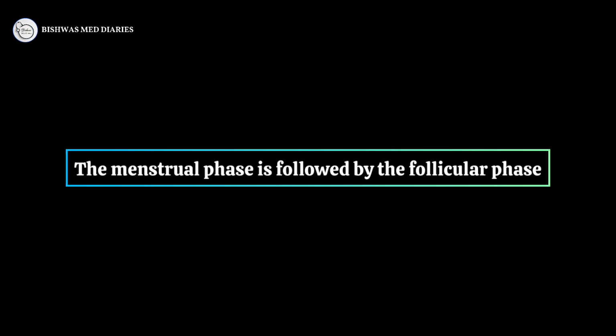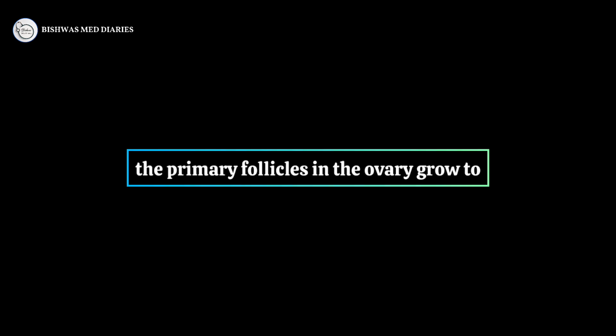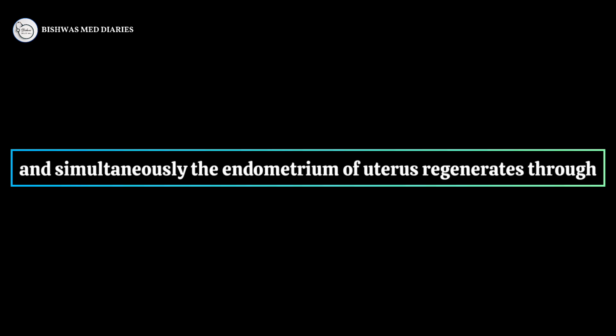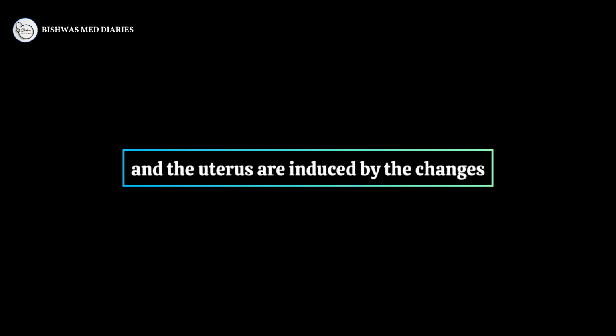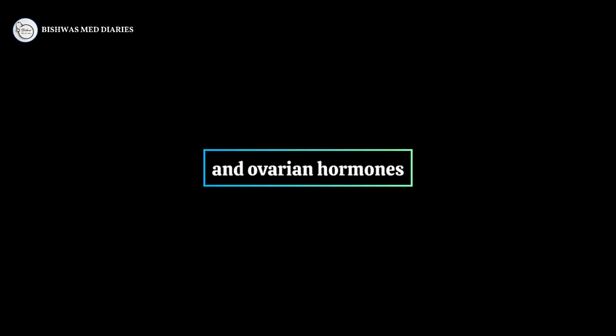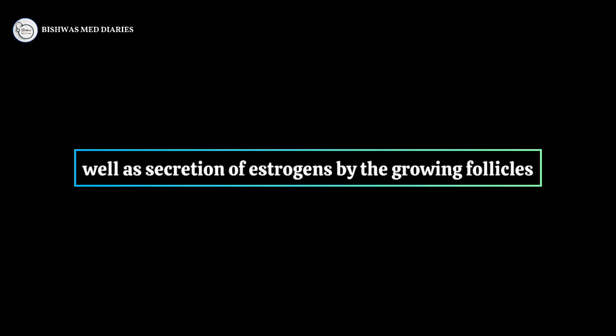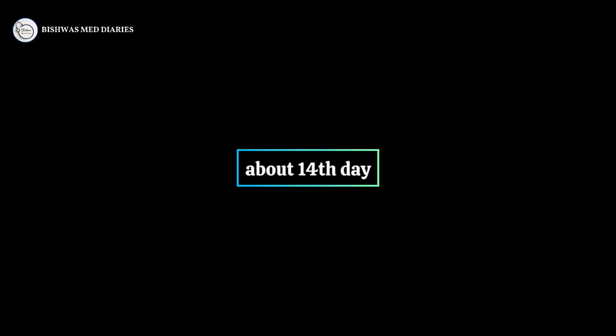The menstrual phase is followed by the follicular phase. During this phase, the primary follicles in the ovary grow to become a fully mature Graafian follicle, and simultaneously the endometrium of uterus regenerates through proliferation. These changes in the ovary and the uterus are induced by the changes in the levels of pituitary and ovarian hormones. The secretion of gonadotropins, that is LH and FSH, increases gradually during the follicular phase and stimulates follicular development as well as secretion of estrogens by the growing follicles. Both LH and FSH attain a peak level in the middle of cycle, that is about 14th day.